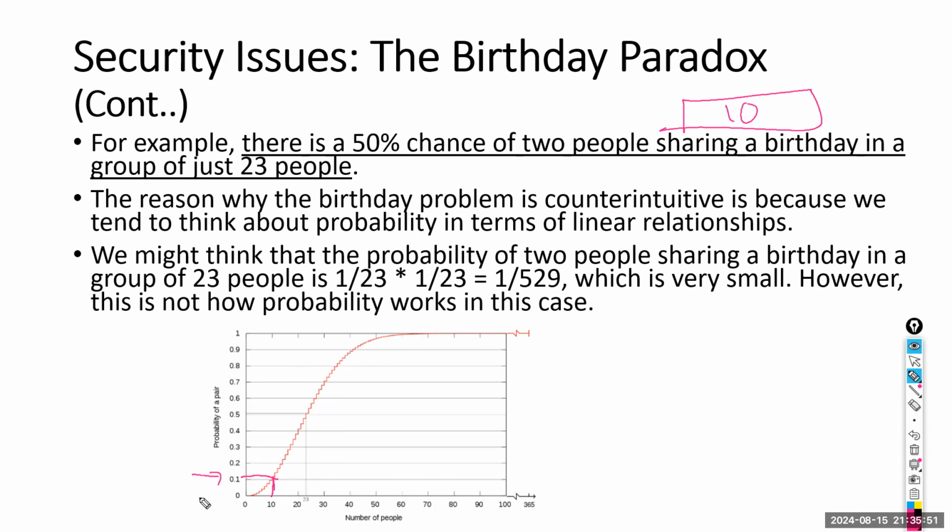There are 365 days. We have just 10 students, but there is a 10% possibility that two of them have the same birthday. And if you increase it to something like 23 students, now the probability of two students having the same birthday is 50%.